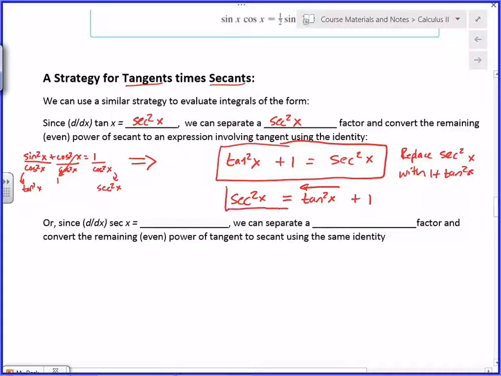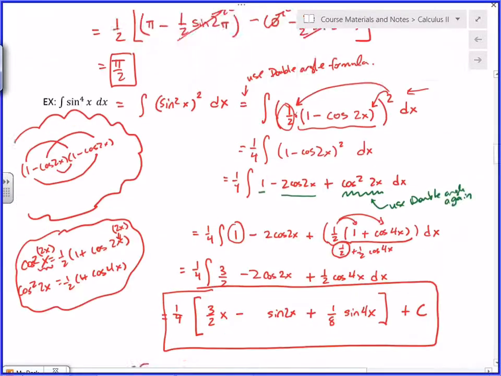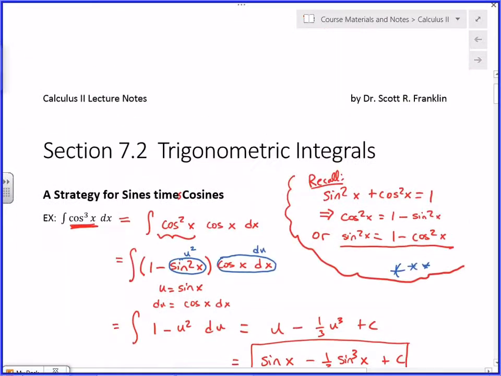Why would you want to make that move? Is tangent easier to work with than secant? Well, the idea is the same thing we did up here, like with the sines and cosines. When I stripped off a cosine and turned everything else into sines, then I did a substitution. Let u be sine, and the result only had u's in it. And then the du was cosine of x.